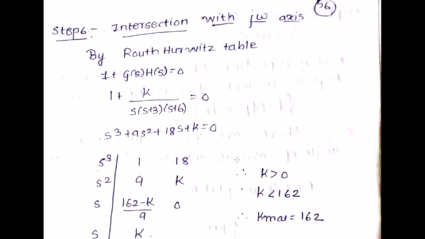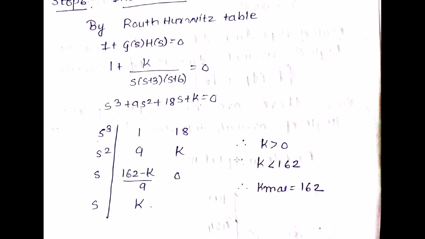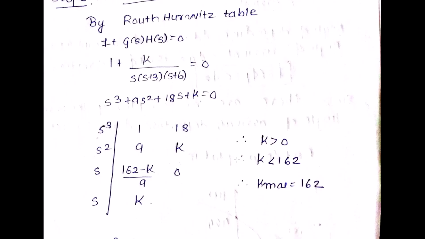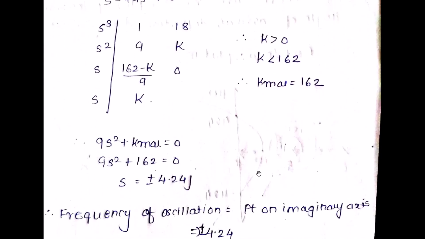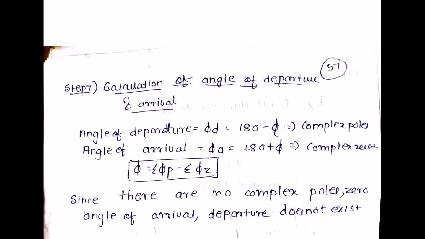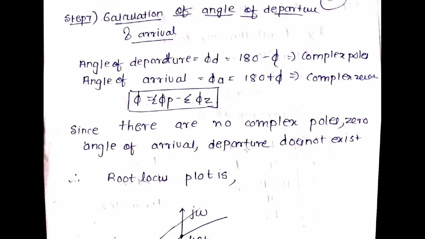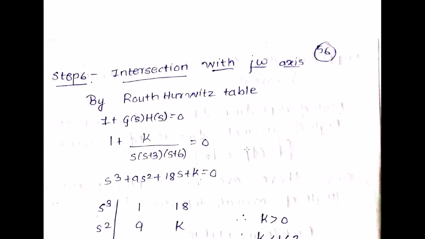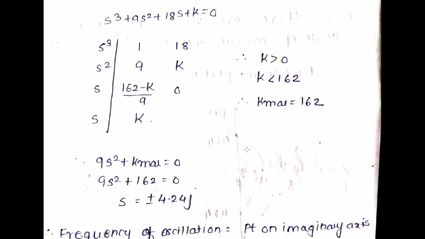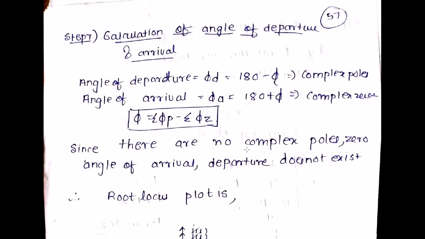Then try to find out the value at which the root locus will be intersecting with the jω axis. Try to find this by the Routh-Hurwitz method. If you haven't watched the video on Routh-Hurwitz or you don't know the meaning of Routh-Hurwitz, how to get this particular table, how to solve it, a video on Routh-Hurwitz is uploaded on my YouTube channel. You can go through it.